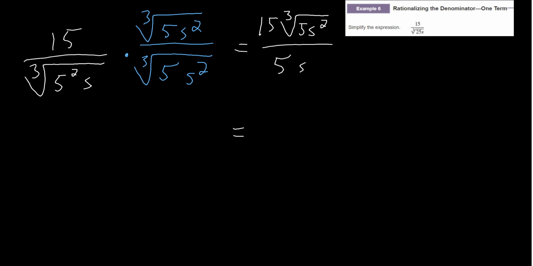So I can turn that 15 into a 3. So I've got 3 on the cube root of 5s squared all over s, right? Because the 5 in the denominator got taken away. Let's just go ahead and denote that here. There. All right, and that concludes example 6.